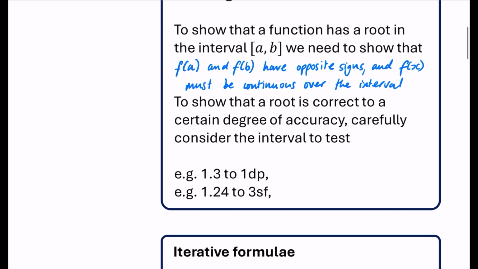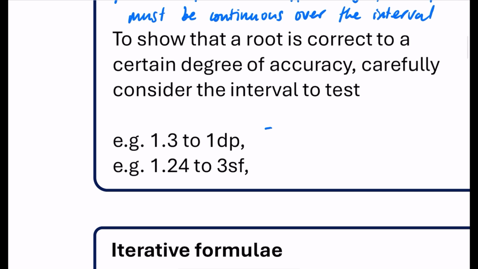And then if we wanted to show that a root is correct to a certain degree of accuracy, we just need to carefully consider the interval to test. So for 1.3 to one decimal place, you're going to think, what is the smallest thing that I need to test that would round to 1.3? Well, it would be 1.25 for the lower end. And then for the upper end, it would be 1.35, because everything inside this interval, 1.25 to 1.35, will round to 1.3. Of course, 1.35 would round to 1.4, but really what we're wanting to test is 1.34999999. So we might as well test 1.35.